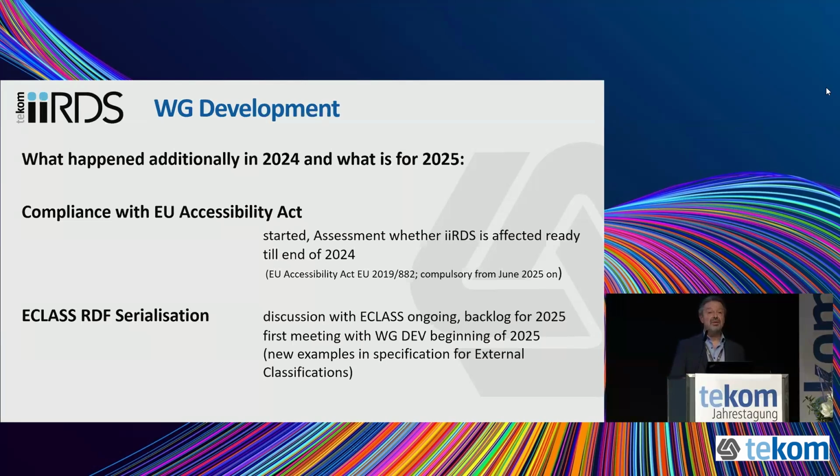The evaluation in that respect started. We intend to finish that till end of 2024. Just as a point of reference, the EU Accessibility Act will come into force compulsory from June 2025 on. And within our harmonization with eClass, an RDF serialization of eClass came up, which is in a kind of prototypic phase. It's able to be used, but not officially announced.